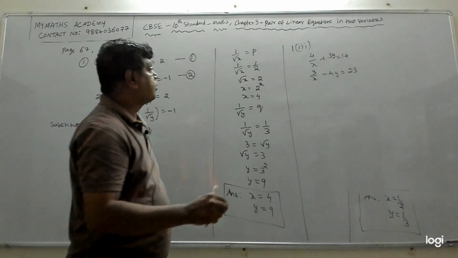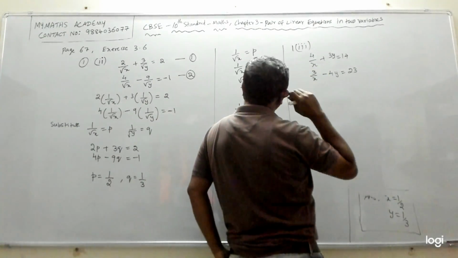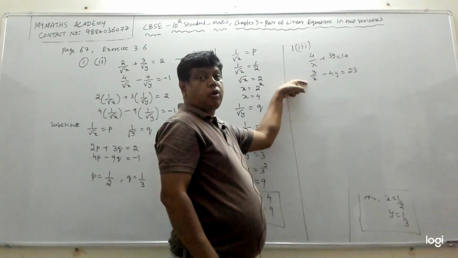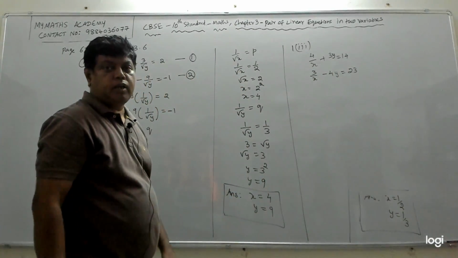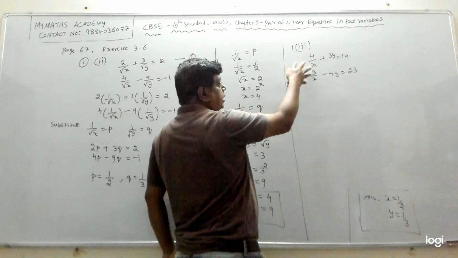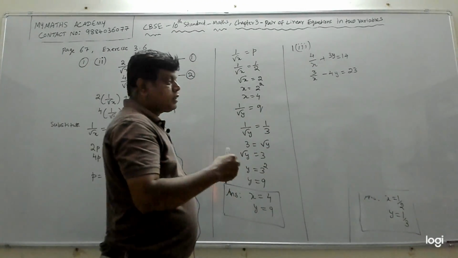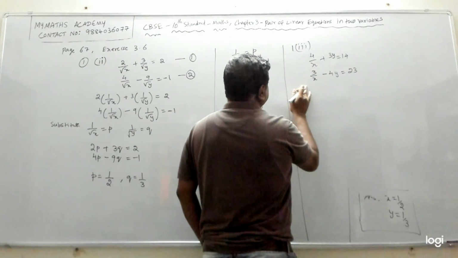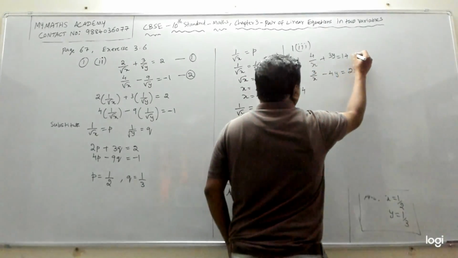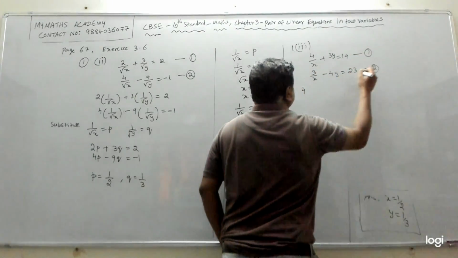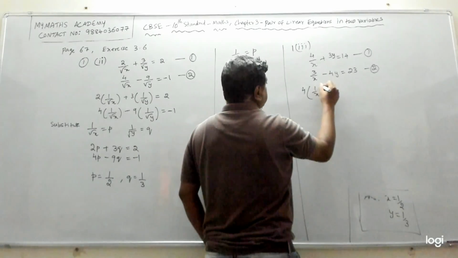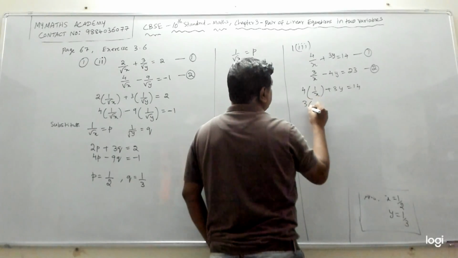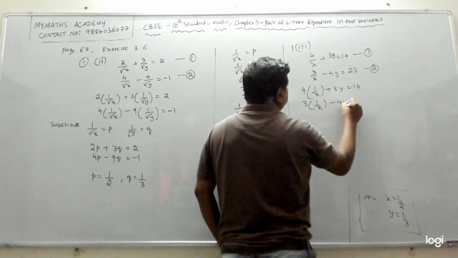Now we should find the value of x and y. The moment you see here, y is in the numerator, so there is no issue with y, but x is in the denominator. So which means it is not a linear equation. So we need to make some substitution to get them in the form of linear equations in 2 variables. So this is one equation, this is the second equation. I'm going to write this as 4 of 1 by x plus 3 into y equal to 14. This is 3 into 1 by x minus 4y equal to 23.